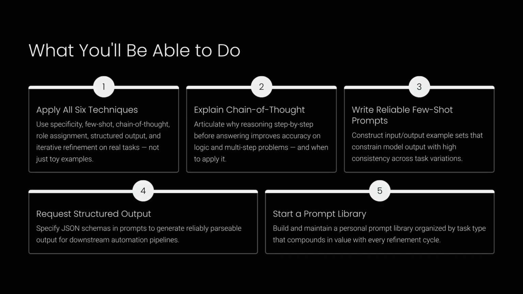Our goal for this video is straightforward. By the end of this session, you will be able to confidently apply all 6 techniques to your professional tasks, moving from basic interactions to precision-engineered results. Specifically, you will learn to construct robust few-shot sets, articulate reasoning for chain of thought, specify JSON schemas for automation, and build a personal prompt library that compounds in value over time.